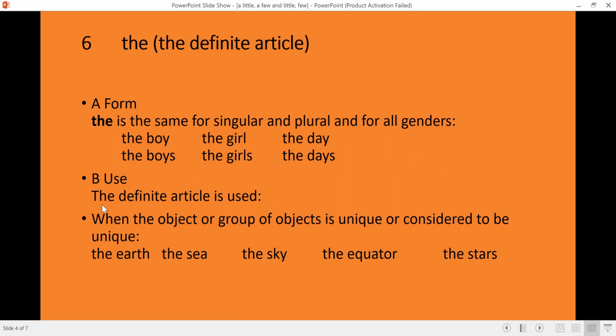Use number B: the definite article is used when the object or group of objects is unique or considered to be unique. All right, when the object or group of objects is unique, you can use the before them. For example, the sky is unique, the sea is unique, the earth is unique, the equator, the star, they're unique, so you can use the before them.